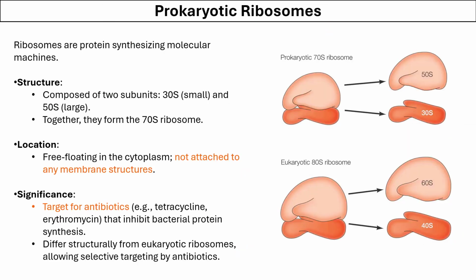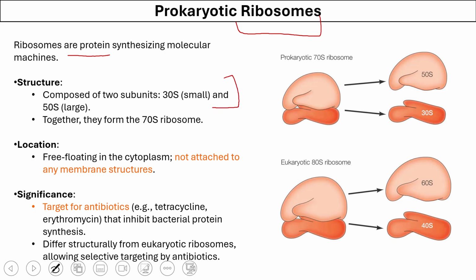Just like eukaryotic cells, prokaryotic cells also have ribosomes. Ribosomes are a very important organelle. They are involved in the synthesis of proteins. Unlike eukaryotic ribosomes, they have 30S and 50S subunits, whereas the eukaryotes have 40S and 60S subunits of ribosomes.